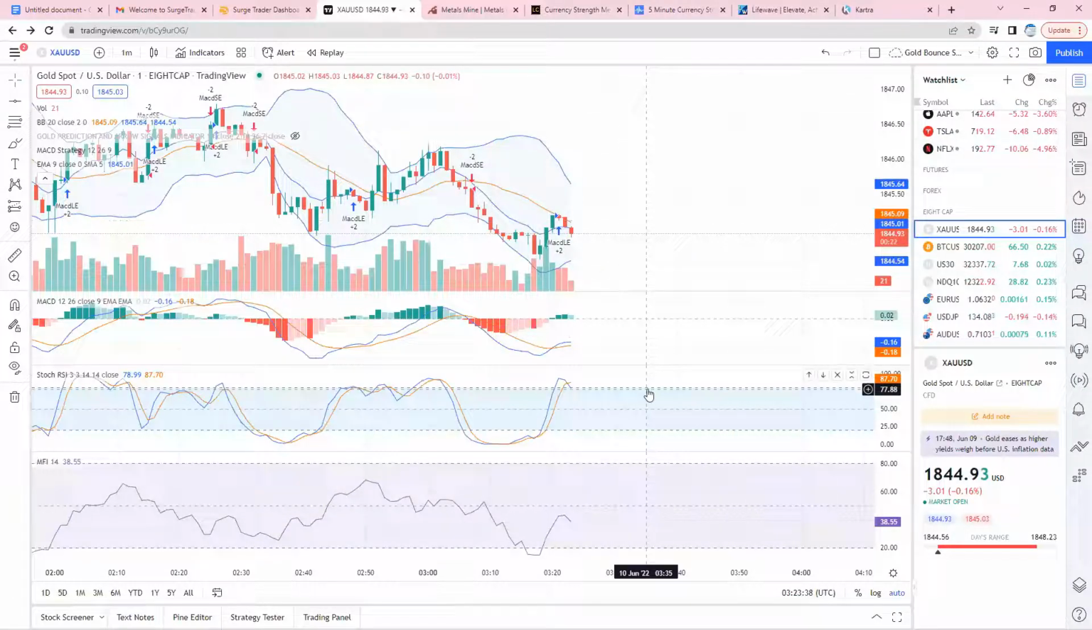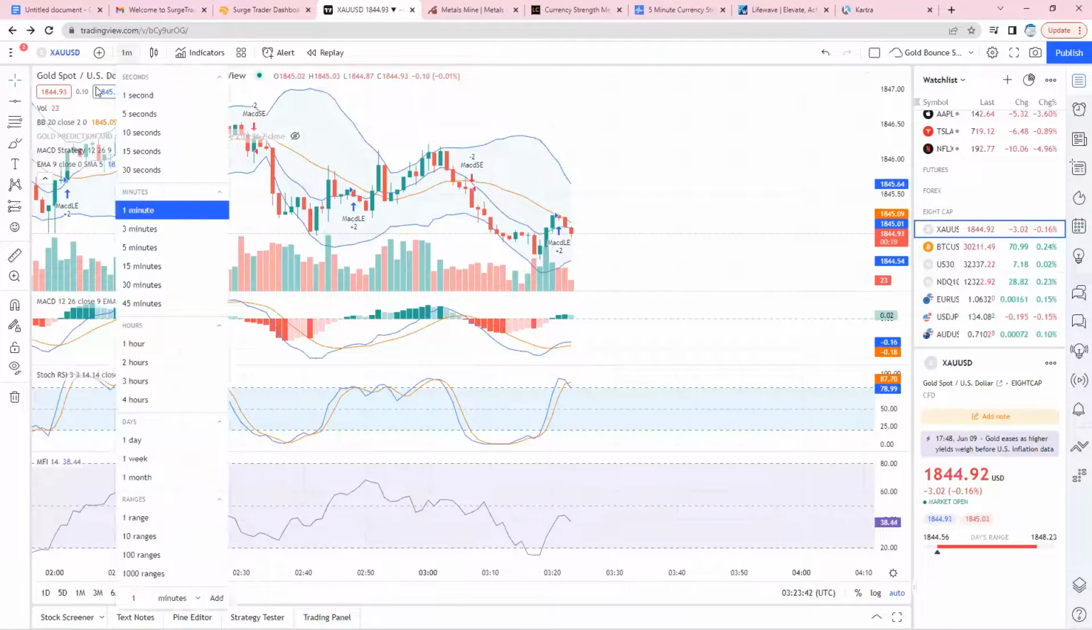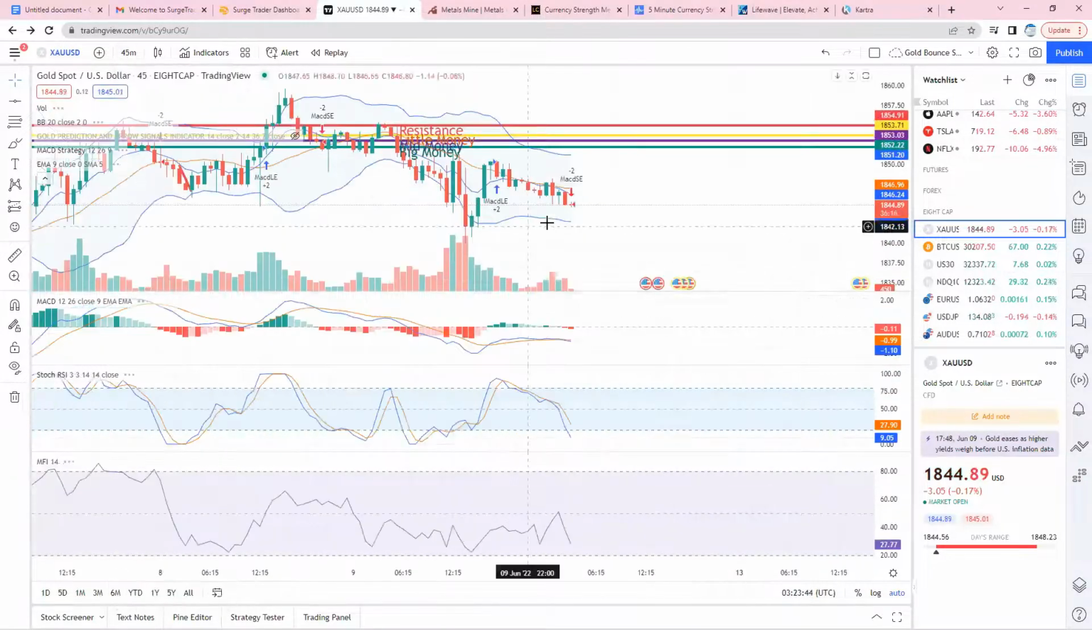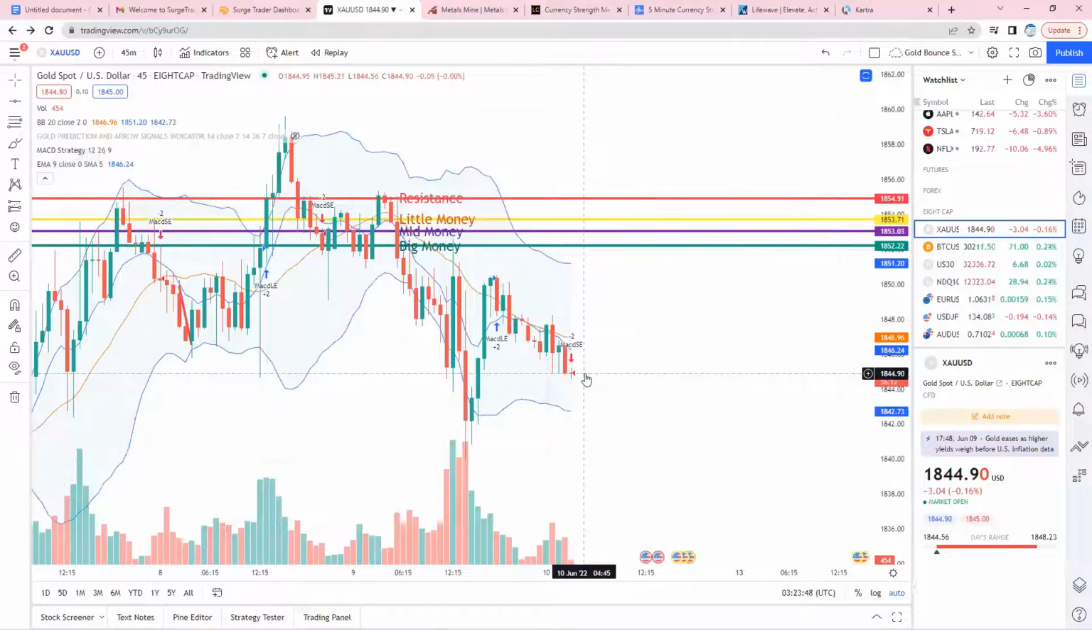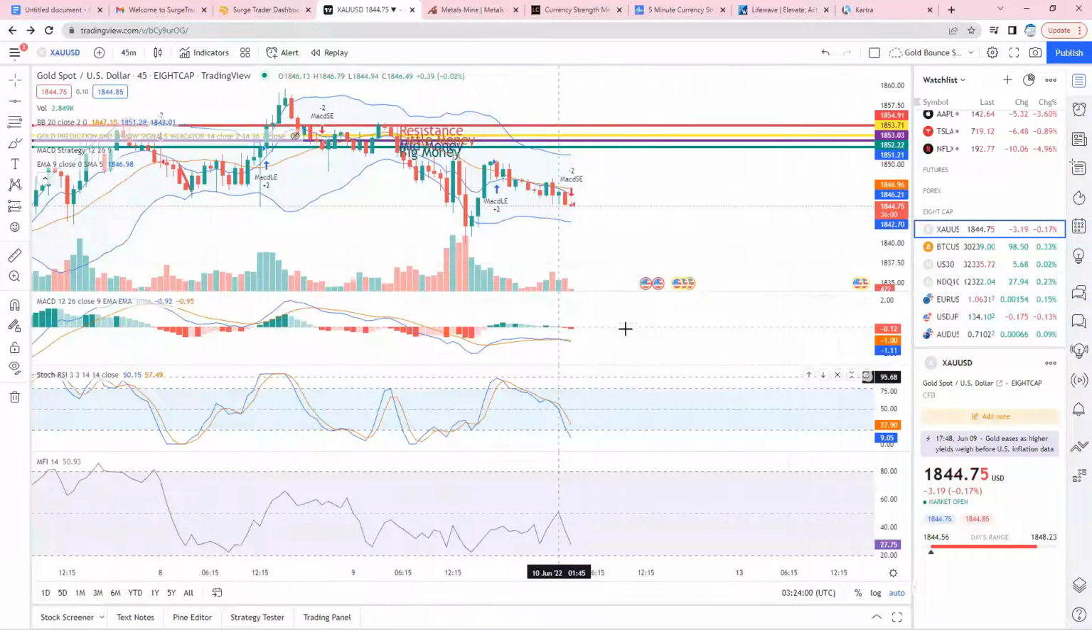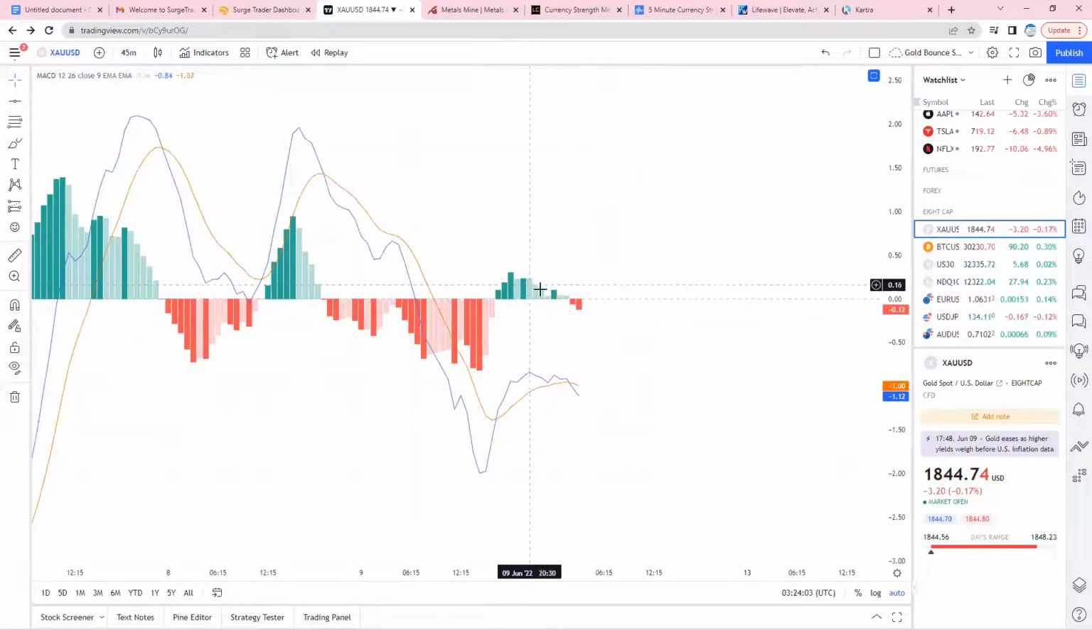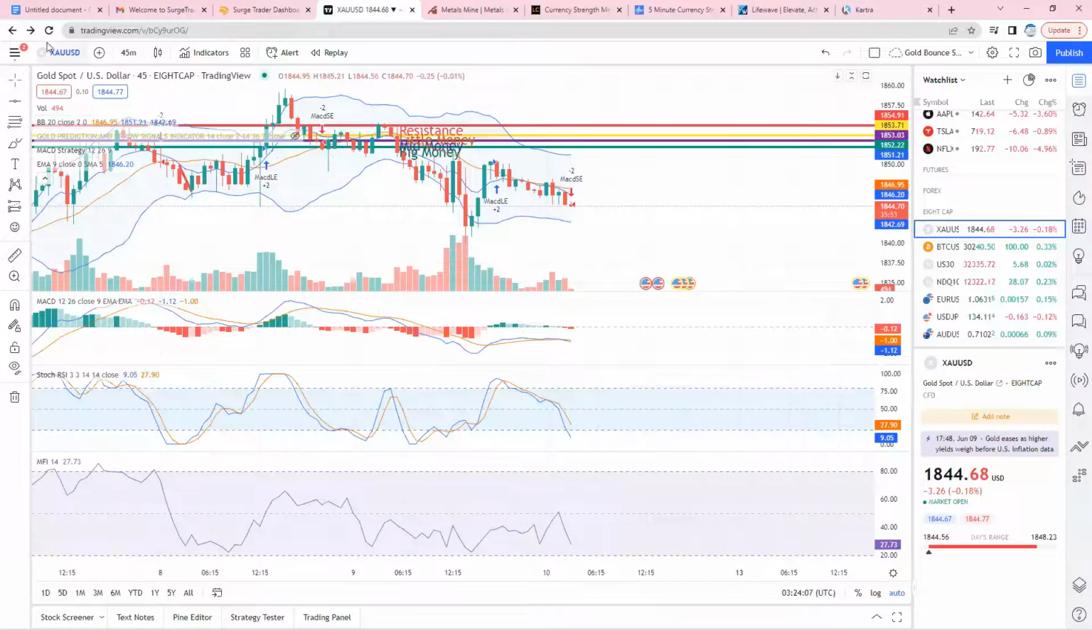Let's see here. I like the 45-minute game. It looks really good for the 45 minutes. Big red candle. See what the MACD is telling us. It has momentum going down for 45 minutes.